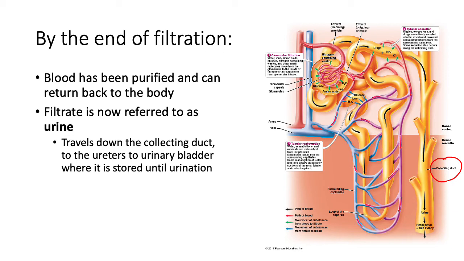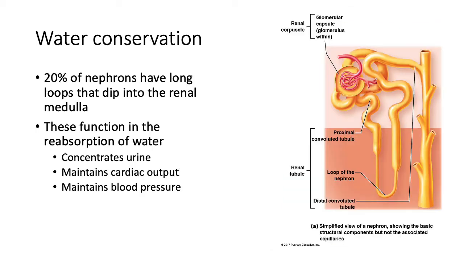But one thing we haven't talked about is what happens at the loop of the nephron. And specifically, one thing we haven't talked about that is a really critical function of the nephrons and therefore the kidneys is water conservation. So about 20% of our nephrons have these really long loops that dip into the renal medulla. So they dip into the deepest parts of the renal medulla. And these loops function to reabsorb water. And when water is reabsorbed, this helps to concentrate urine.